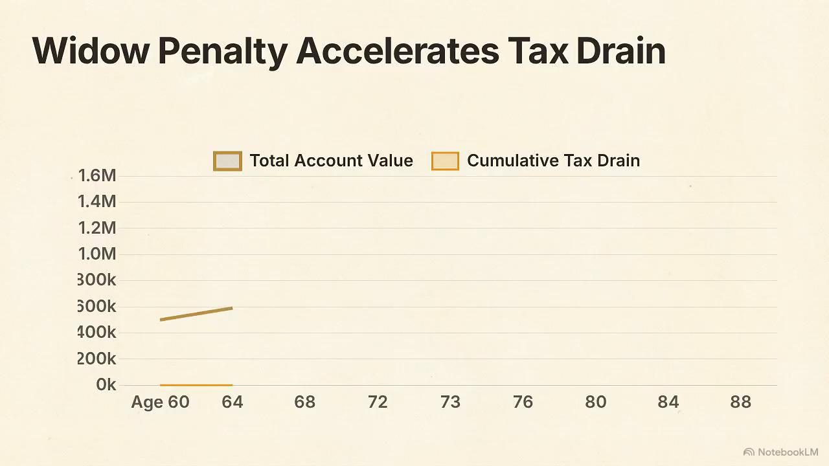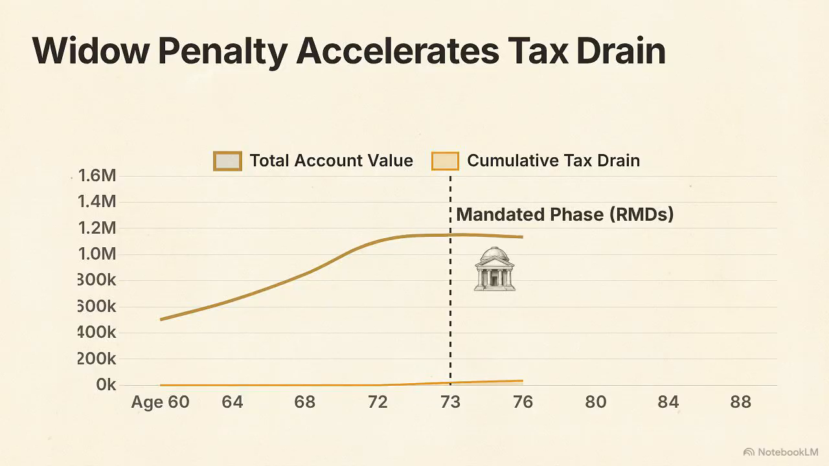This chart shows the long-term trajectory of a standard retirement account. Eventually, the IRS steps in with required minimum distributions, or RMDs. These mandates force capital onto your tax return, regardless of market conditions.